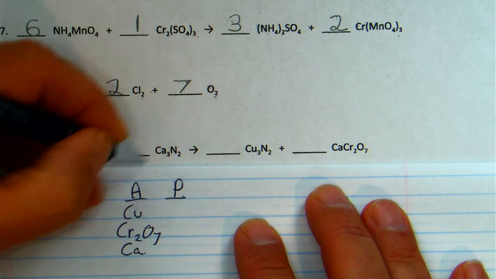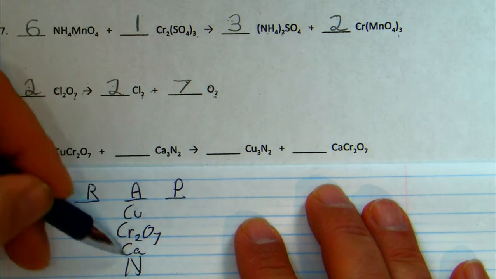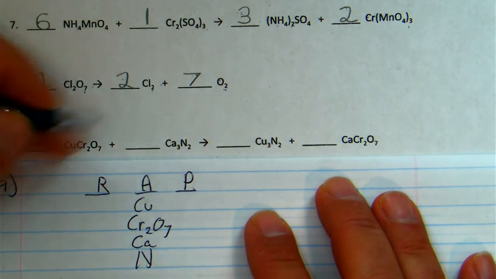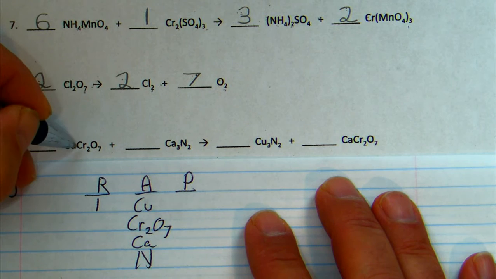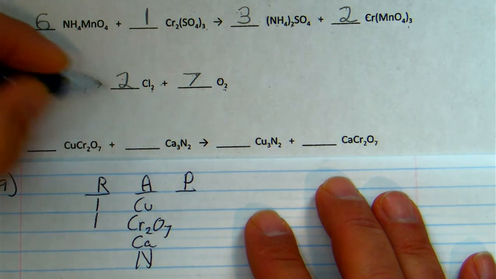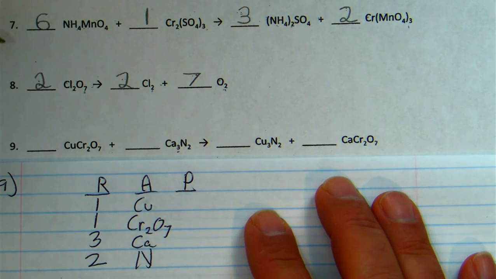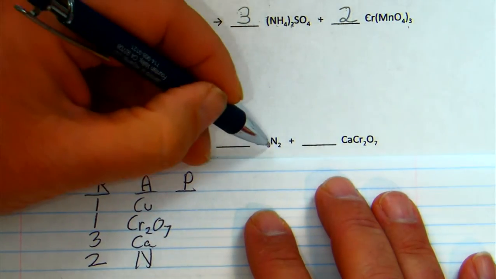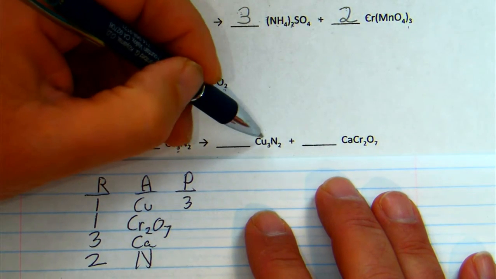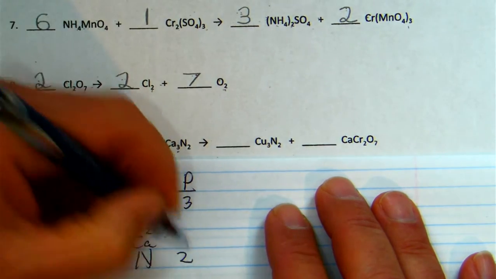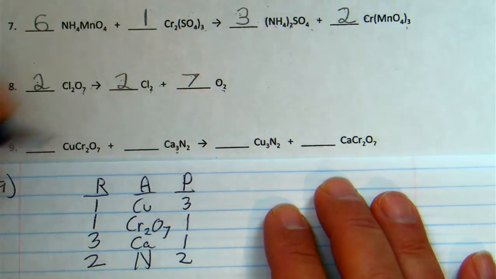Calcium and nitrogen. There is my list of atoms or polyatomic ions. Counting them up on the reactant side, I have 1 copper, 1 dichromate, 3 calciums, 2 nitrogens. On the product side, I have 3 coppers. How many robbers? I don't know. 2 nitrogens, 1 calcium, and 1 dichromate.